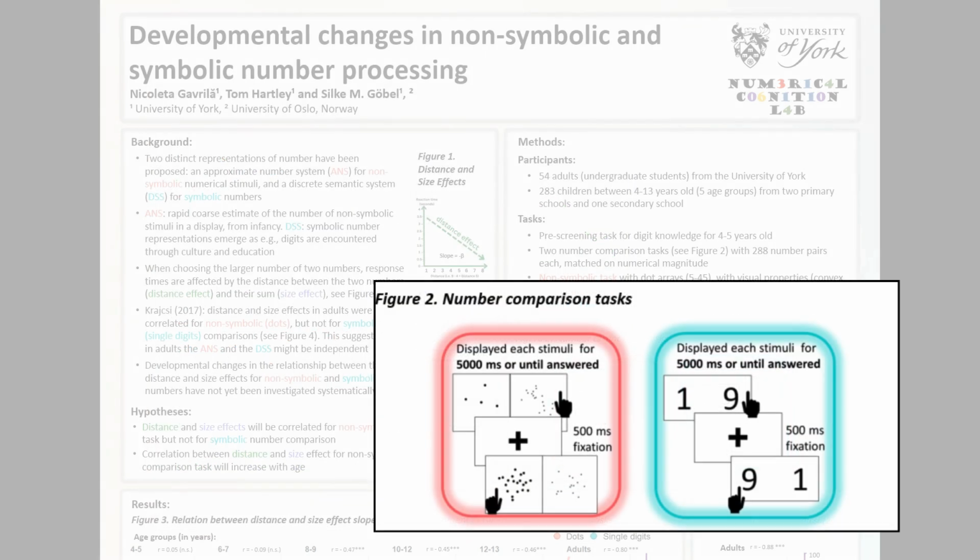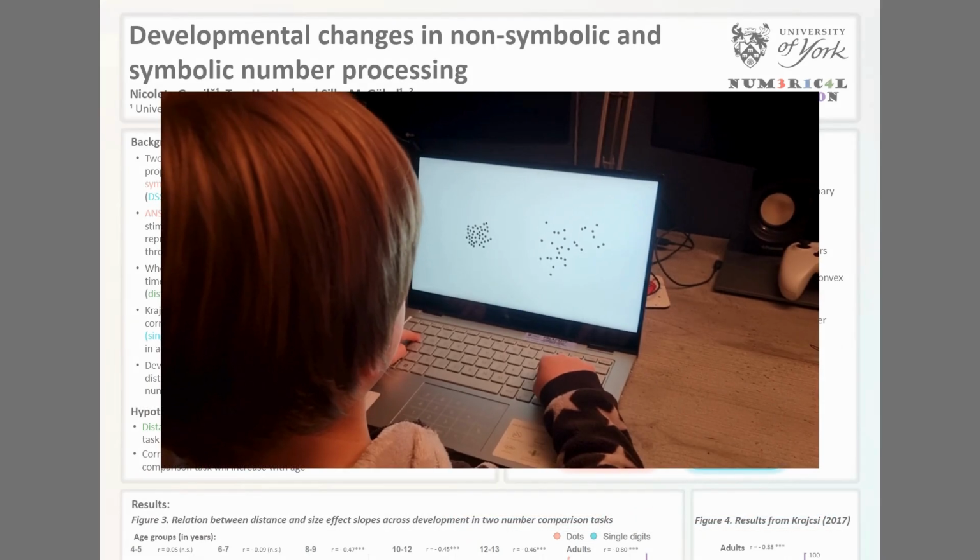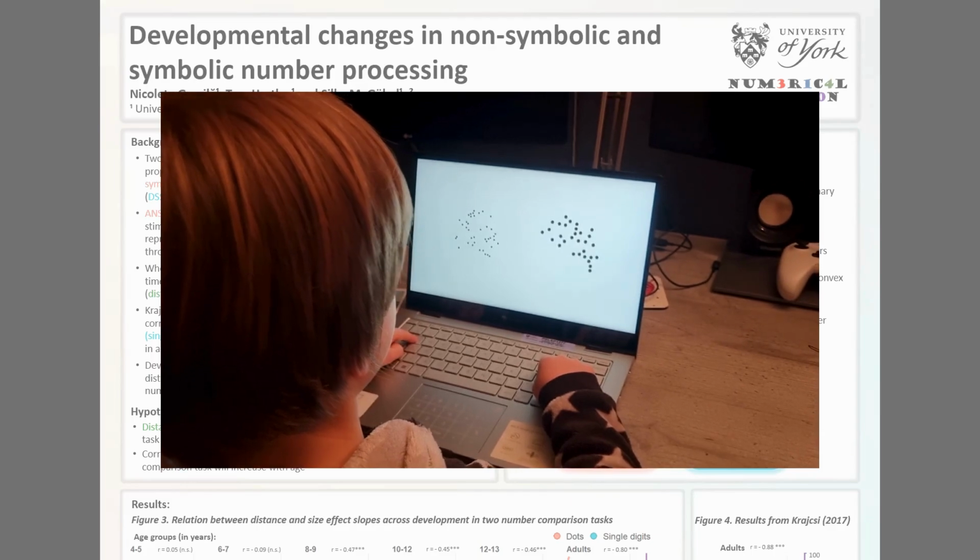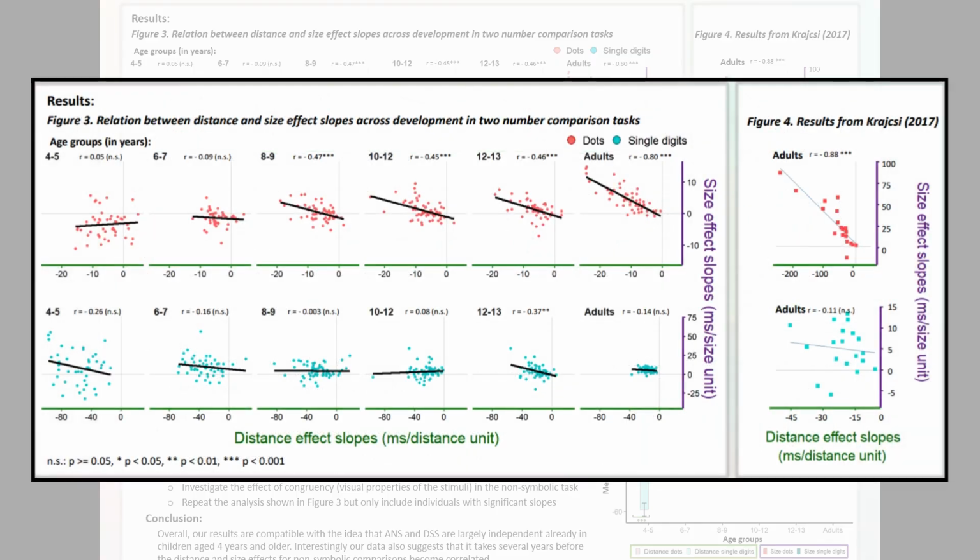Each adult and child participant had to complete a dots task and a single digits task, where they had to pick the side with a larger number. We analyzed the slopes of mean reaction times for correct answers for each distance, shown on the x-axis in green, and each size, seen on the y-axis in purple, for each participant in each age group. The results for the dots task are displayed in red and for the single digits in blue. Lastly, we calculated the Pearson correlation coefficients for each age group in the two tasks.